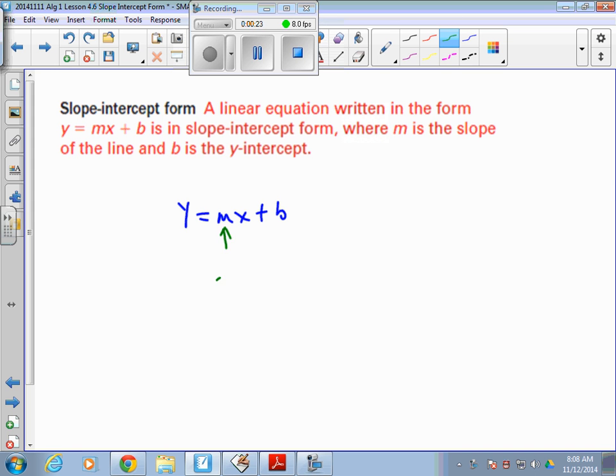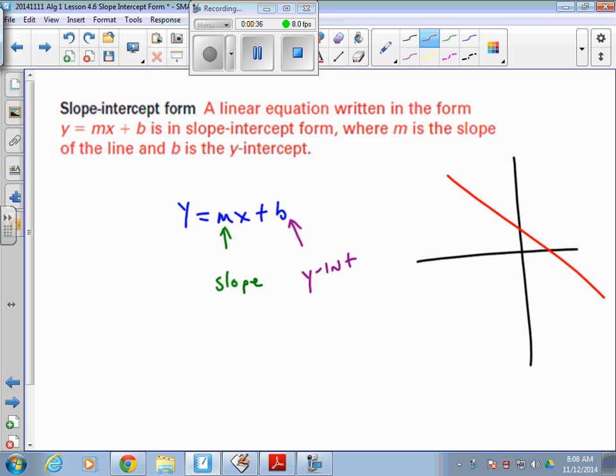M represents your slope, and b represents your y-intercept. Remember, the y-intercept is when you graph an equation, when you actually draw the equation itself, you know that this is the y-axis, the one going up and down. So the point where it actually intercepts it or crosses through it is the y-intercept. That's your b value.